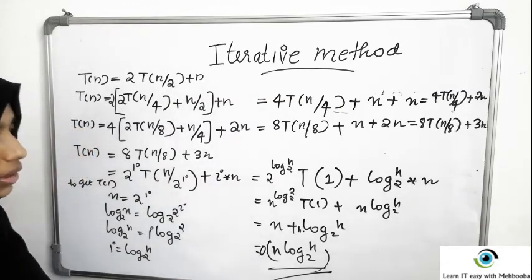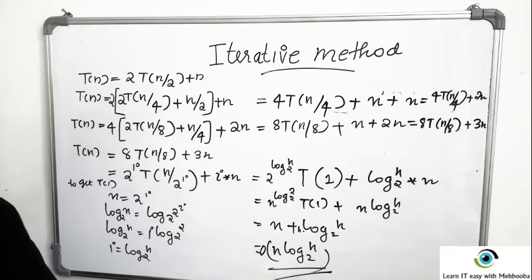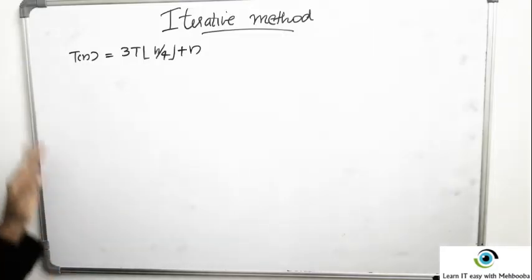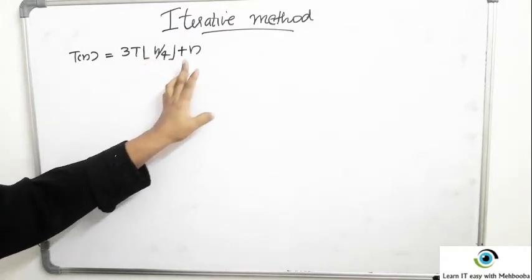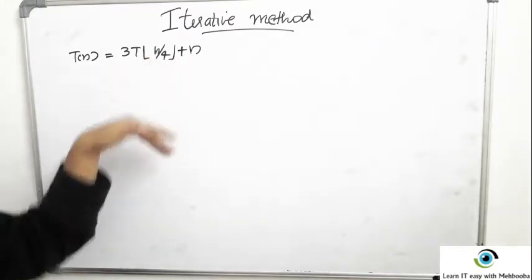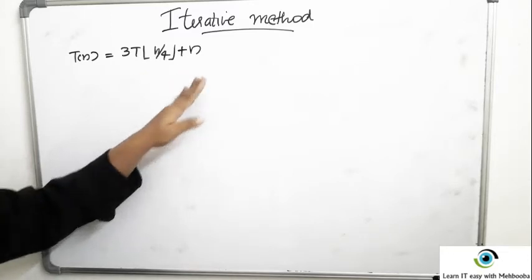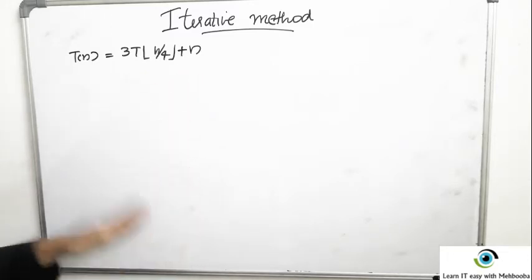So hope the example is clear to you. We will see the next example. Here is our next example. T of n is equal to 3T of floor of n by 4, where n by 4 is being floored to the lowest integer, plus n. So you will see how we can expand this.